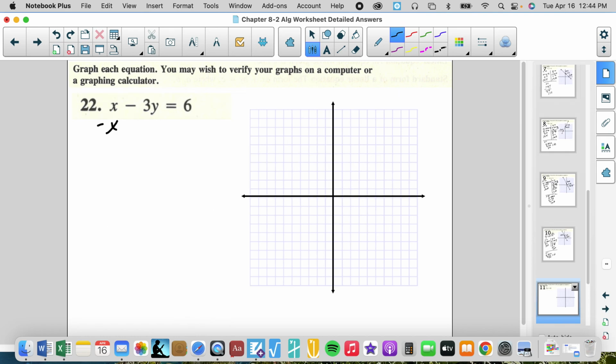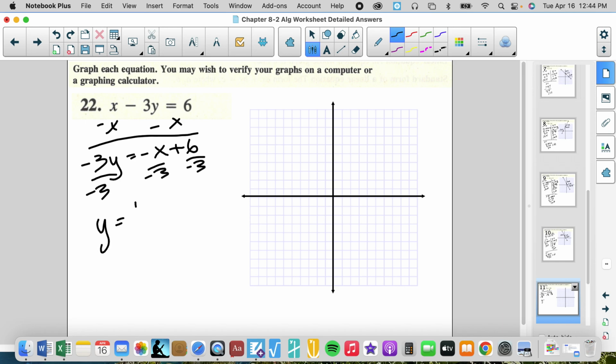We're going to solve for y. We get -3y equals -x plus 6. Divide everything by -3. A little technical here. That's going to give me positive 1/3 x. Two negatives make a positive. And positive 6 divided by -3 is -2. I'm going to find when x is 0. That's going to give me y equals -2. So the coordinate 0, -2.